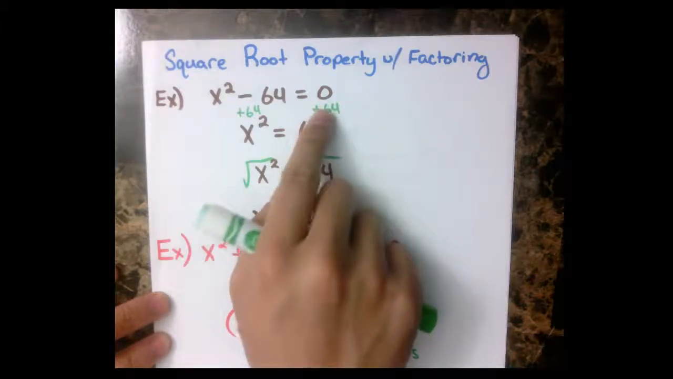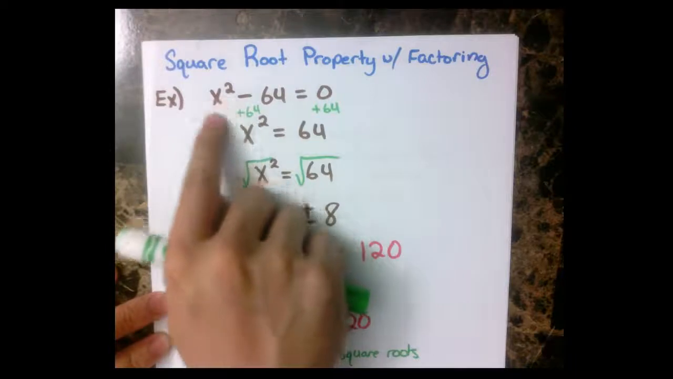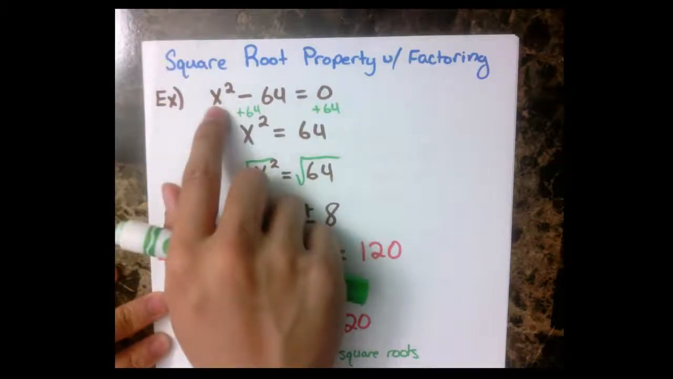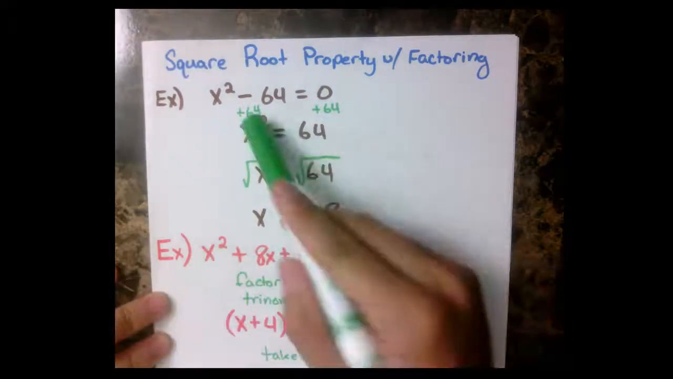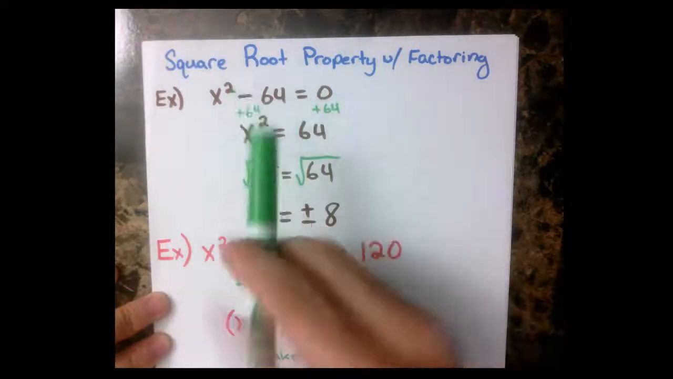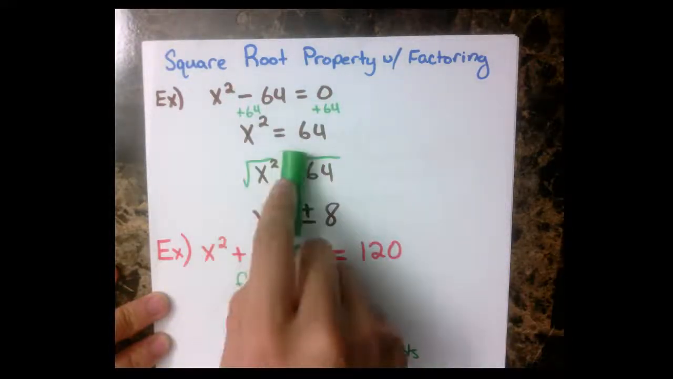And all you're going to do is first get this x squared alone. Remember, you're solving for x, so you're trying to get x alone. So we'll add 64 to both sides here, okay? And if we add 64 to both sides, we'll get x squared equals 64. That shouldn't be too difficult. We're just solving for x.